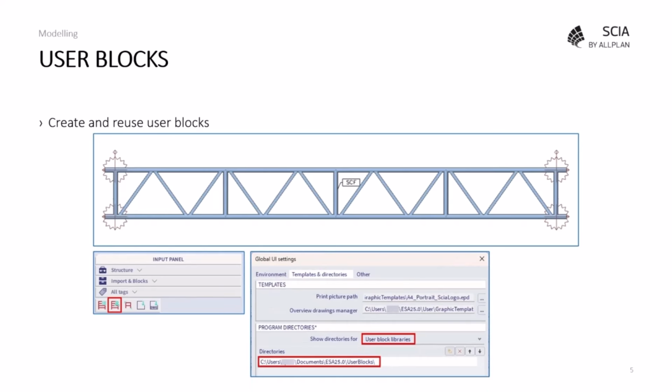The location of that file is defined in the global UI settings. So there you can see we have, in this case, a user block library, and you will see where this directory is located. It's also possible, when you don't have any file or project opened in SCIA Engineer, to change that directory if you want to.